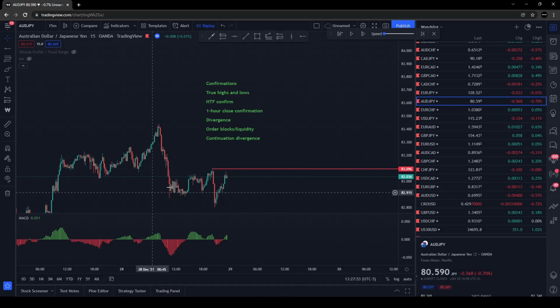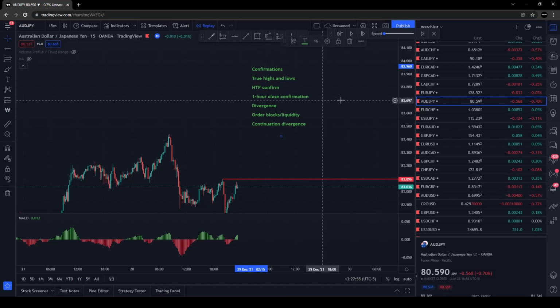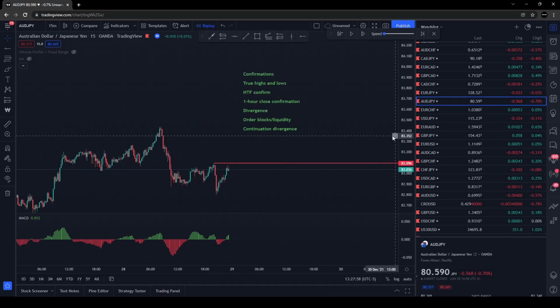So before we begin here, we're just going to look at this list of confirmations that I use for my specific strategy. Everyone's strategy is going to have something different, but if you are going to trade my exact same strategy, these are the confirmations I use, and I'm going to show you how to use them today.